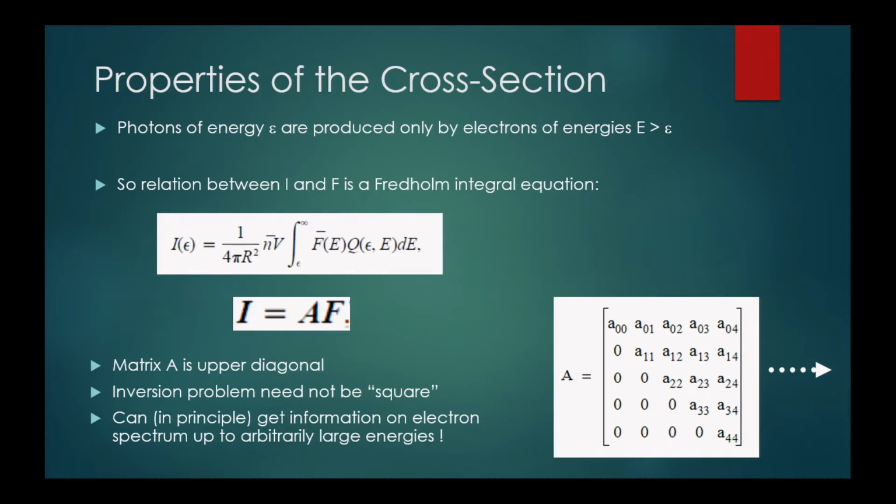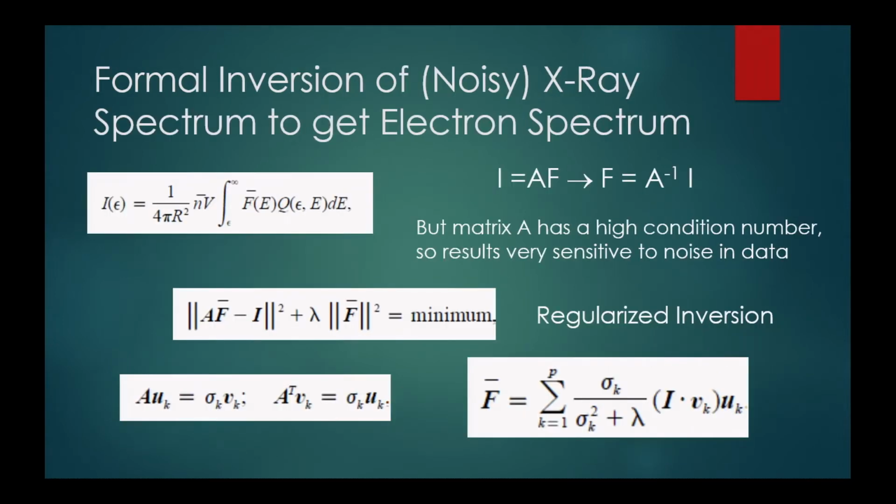Statistics may limit you to observing the photons up to, let's say, 50 kilovolts, but if your math is good enough, you can determine the electron spectrum up to 100 or even 200 kilovolts using only that data, because the 200 kilovolt electrons talk to the 40 to 50 kilovolt photons. So that's the spectral inversion problem. As most of you probably know, this can be written as a matrix equation.